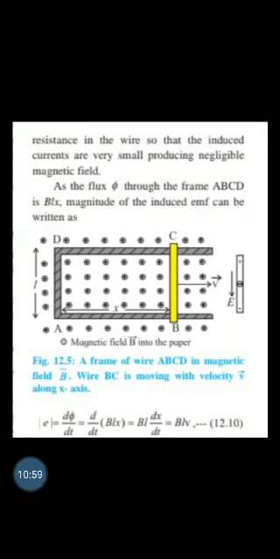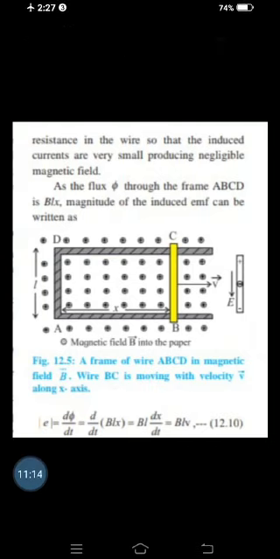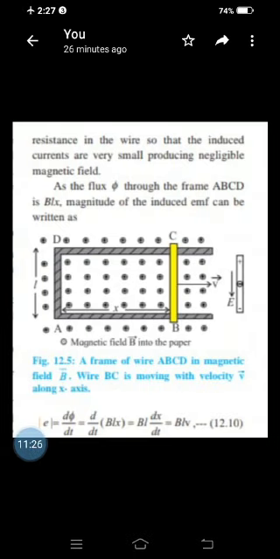As the flux phi through frame ABCD is BLx, we can write the magnitude of the induced EMF. Mod of E is equal to d phi by dt, which is equal to d by dt of BLx. B is constant, L is constant, so we have to take the derivative of x. So BL into dx by dt. Finally, it comes out to be equal to BLv.